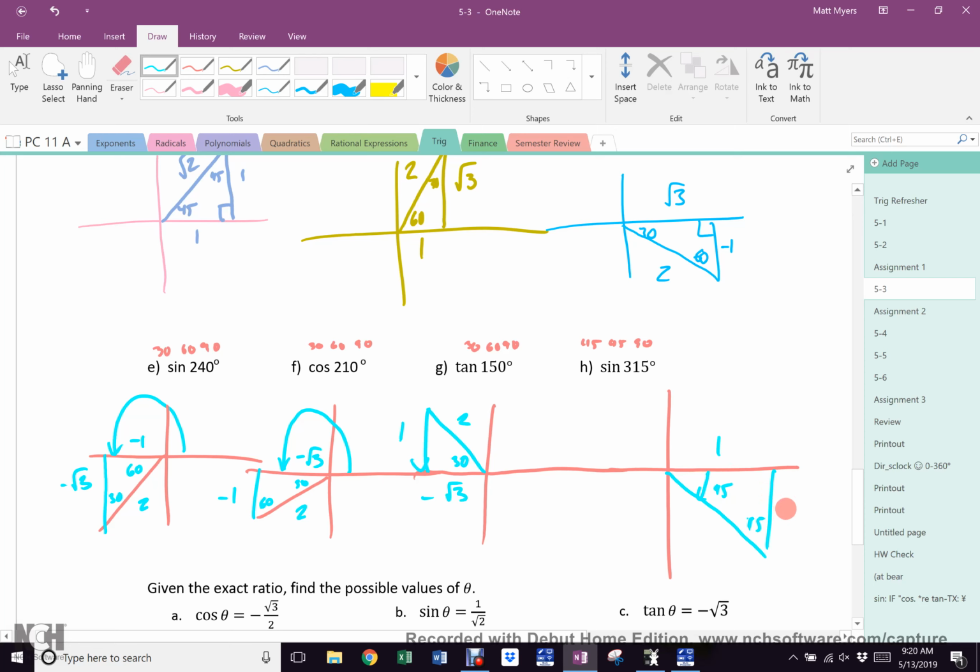One and what kind of 1? -1. And what's this? √2. Why is that one positive when I'm dropping down? Because the hypotenuse is always positive. Why is the hypotenuse always positive? Because as soon as you square a negative, what do you get? A positive. Everybody good?